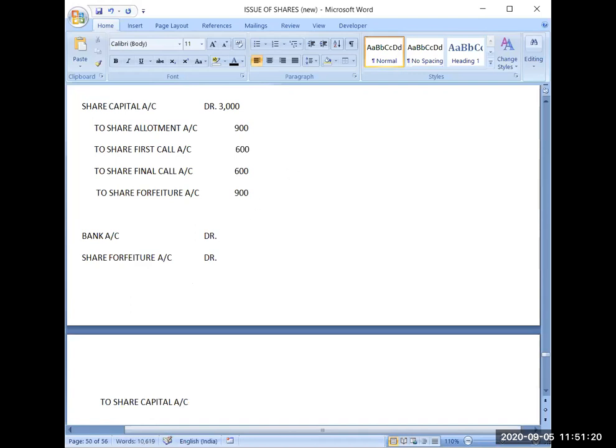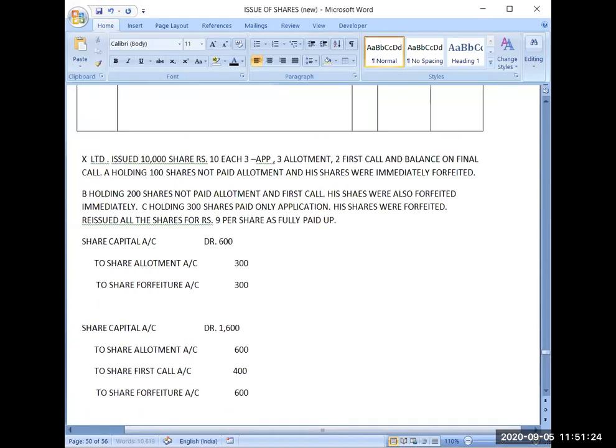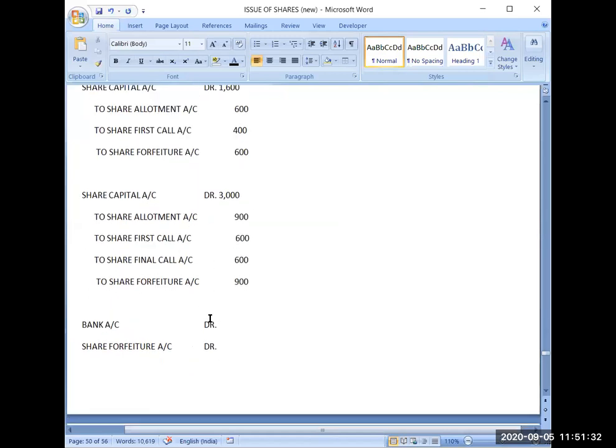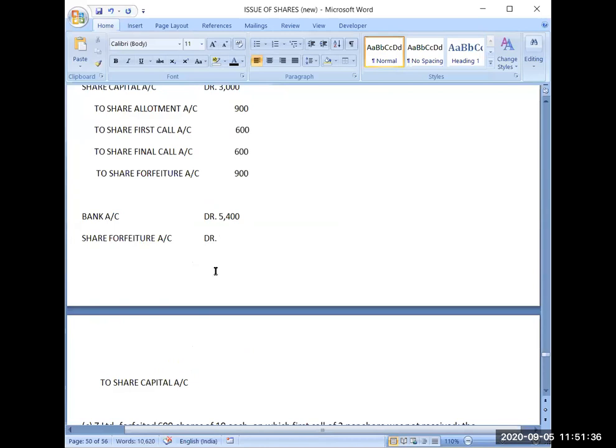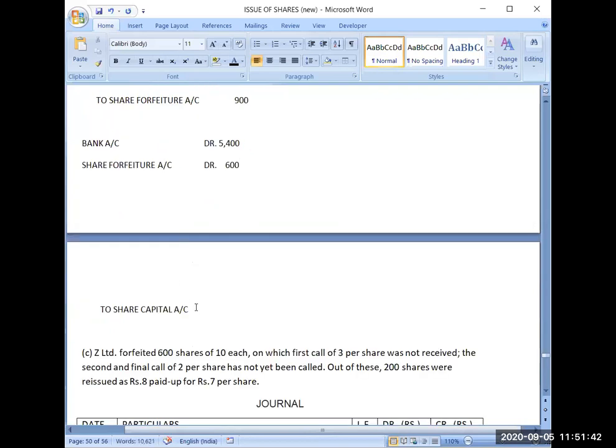Now I am reissuing it for rupees 9 per share. So how many shares am I reissuing? First define that. 100 plus 200, 300 plus 300, 600 shares I am reissuing. Yes, very good. At the rate of rupees 9, I will be getting 5,400. And on one share, I have a loss of rupee 1, so my loss will be 600. And my capital will become 6,000.